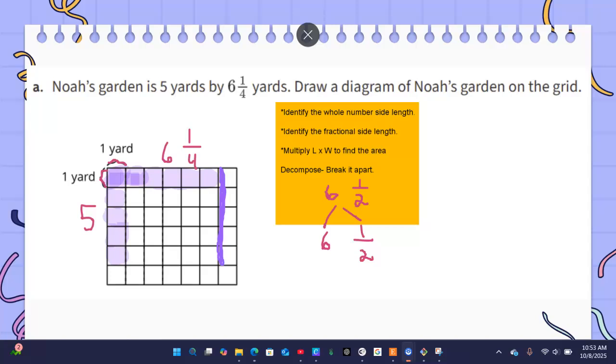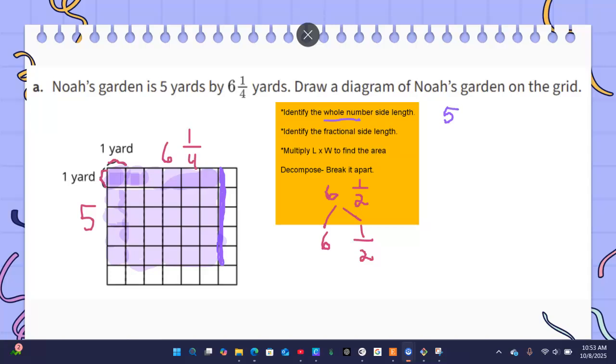Now that we know where our ending point will be, I'm going to go back and continue highlighting all the way through to finish my boxes. This is easier if you're using a highlighter within your book so that you can see it better. Now I'm going to do this 2 ways. The first way involves decomposing, which is the basis of the lesson. We have one side length of 5. That is our whole number. And our fractional side length is 6 1/4.